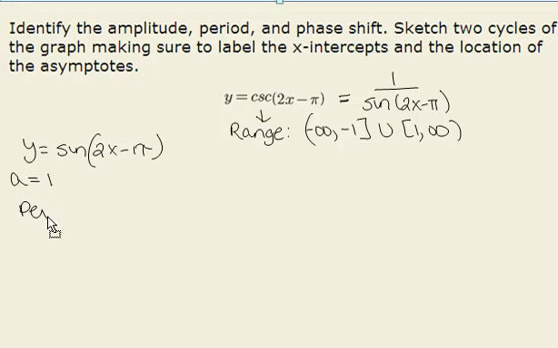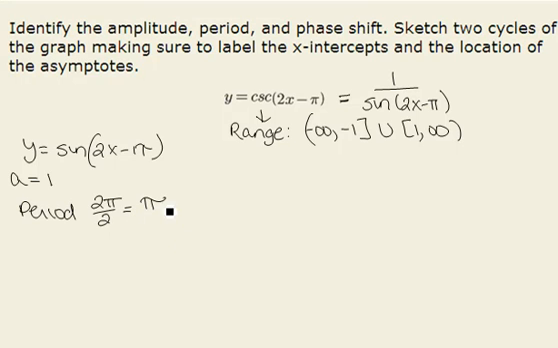Our period is given by 2 pi over b, which is pi units in length. Therefore, we know that our asymptotes will be at every pi over 2 units, with one half of our cycle going up and one going down.